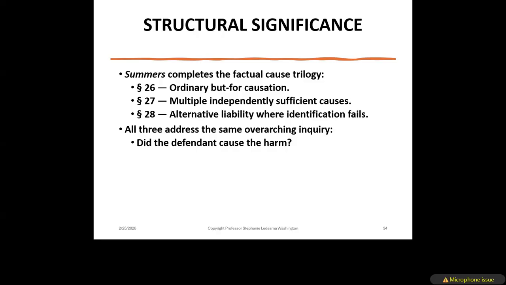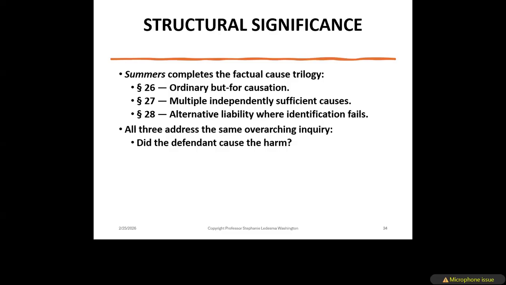Summers v. Tice completes the factual cause trilogy. 1, 26, ordinary but-for cause. 27, multiple independent sufficient causes, still under the but-for test. 28, alternative liability, where identification fails, still under the but-for causation test. All three, we're ending as we began. All three address the same overarching inquiry. Did the defendant cause the harm?